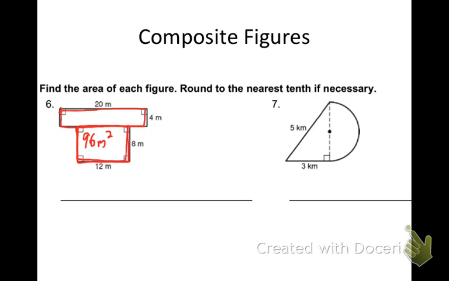80 meters squared. Now, how do I find the area of both of them combined? I would add them. And when you add them, you get a total area of what, Joe? 176 meters squared. Nice job.